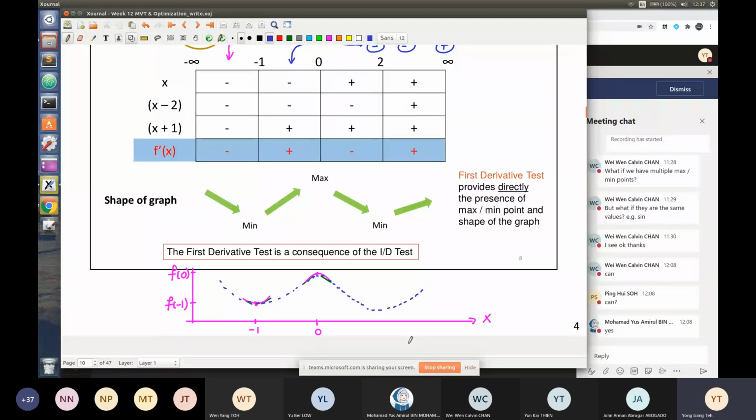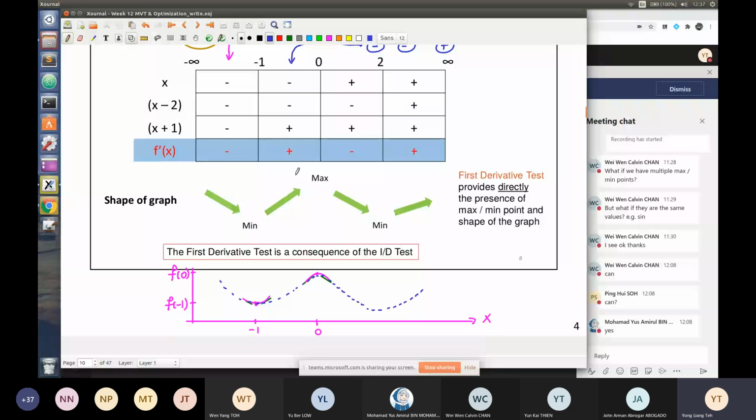Okay, so practically there are 2 types of tests you can use to check whether you have a min or max. One is the first derivative test, as we saw here. The other one is the second derivative test, which is your f prime prime test. Many students will ask when to use which.